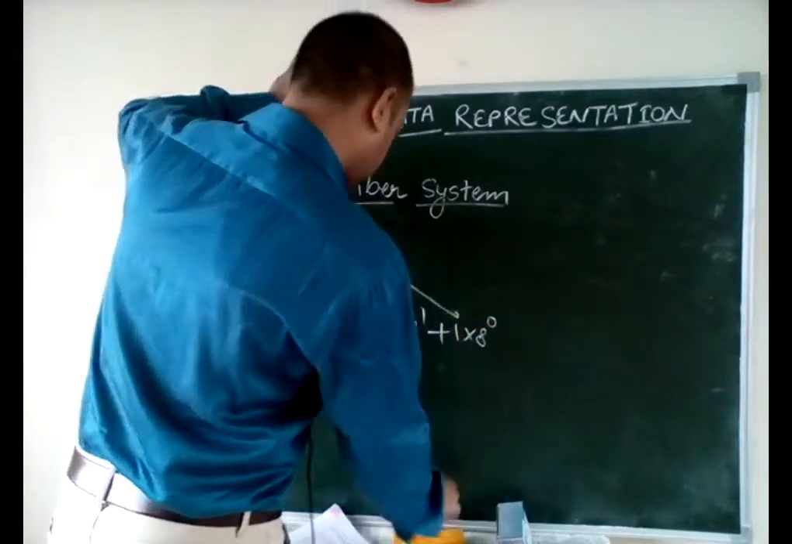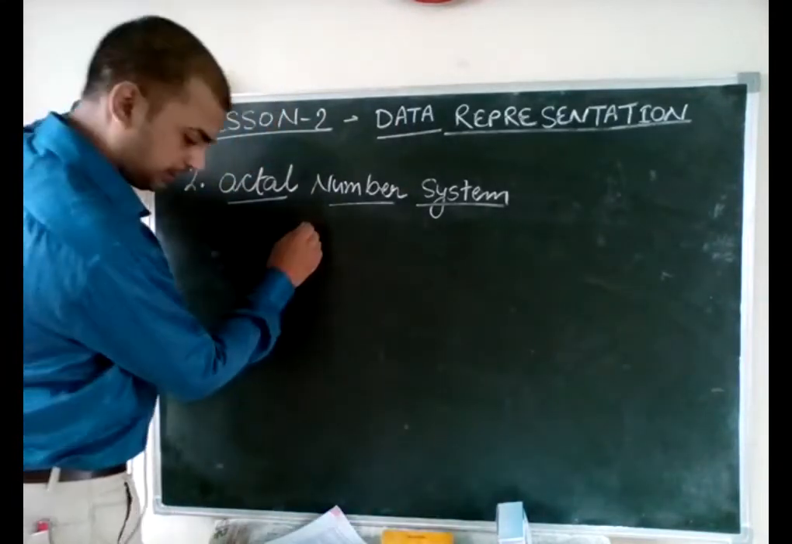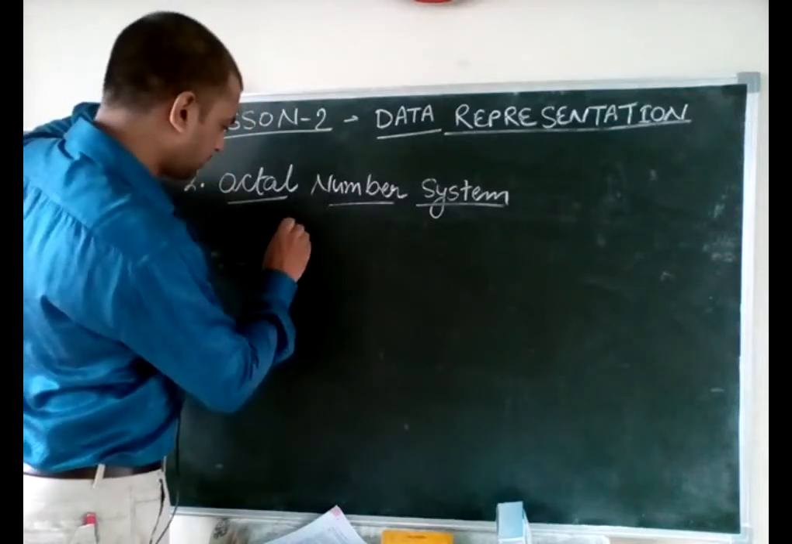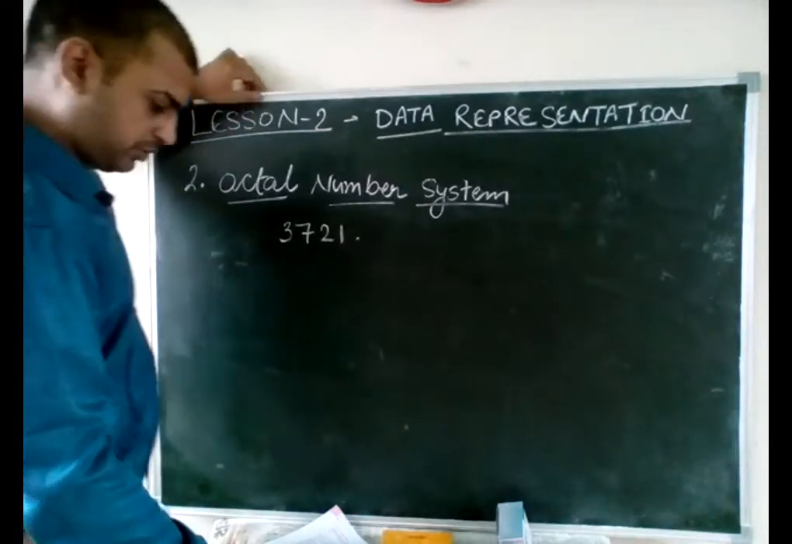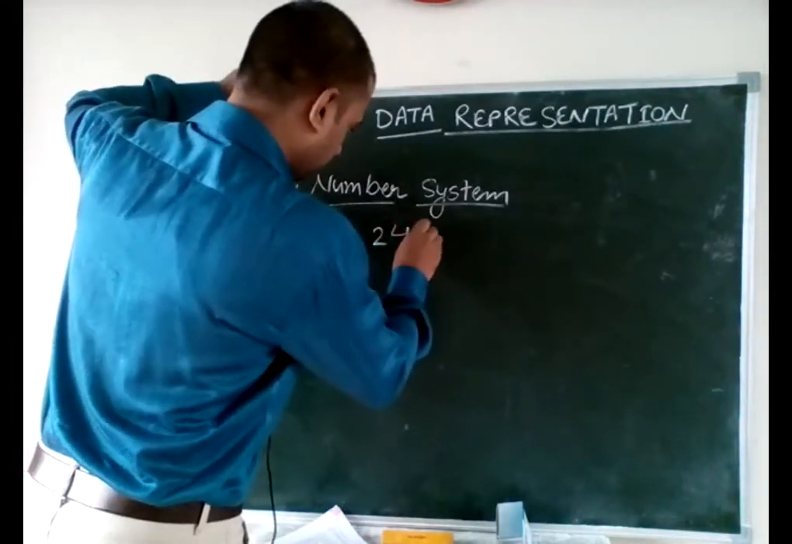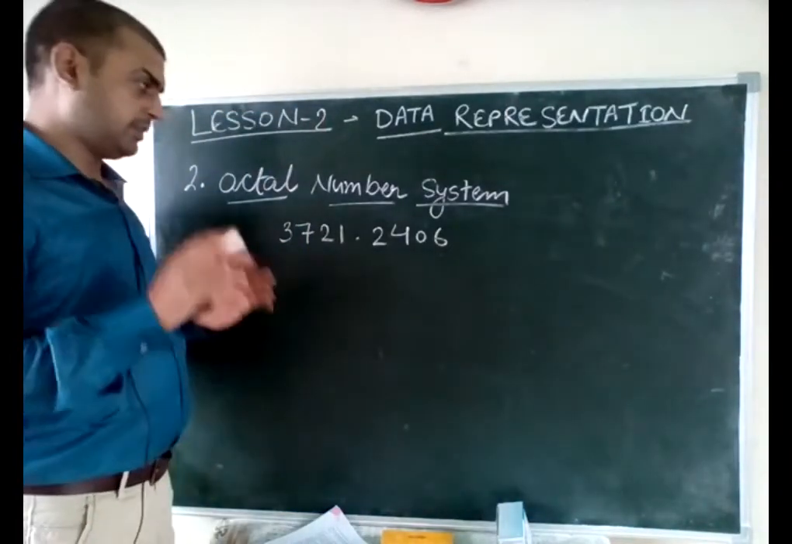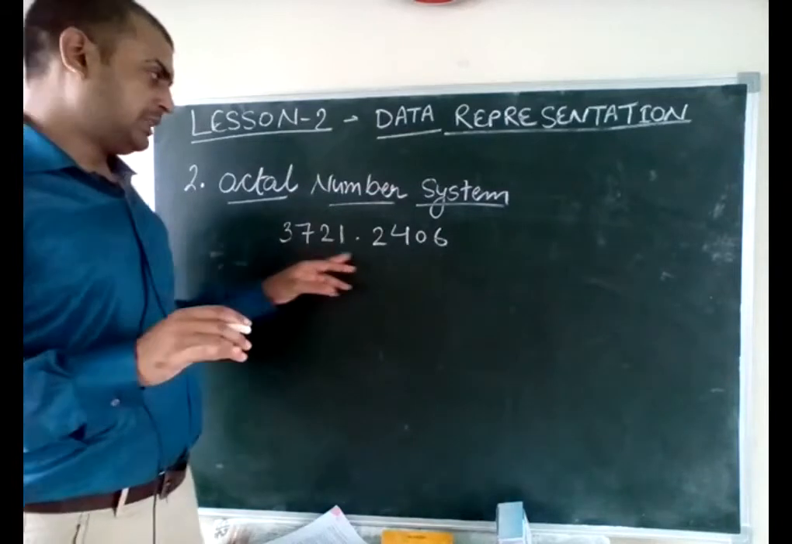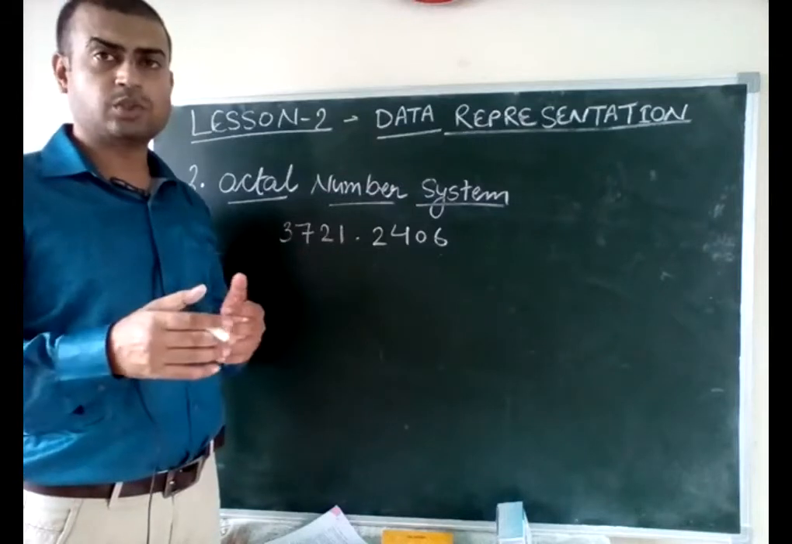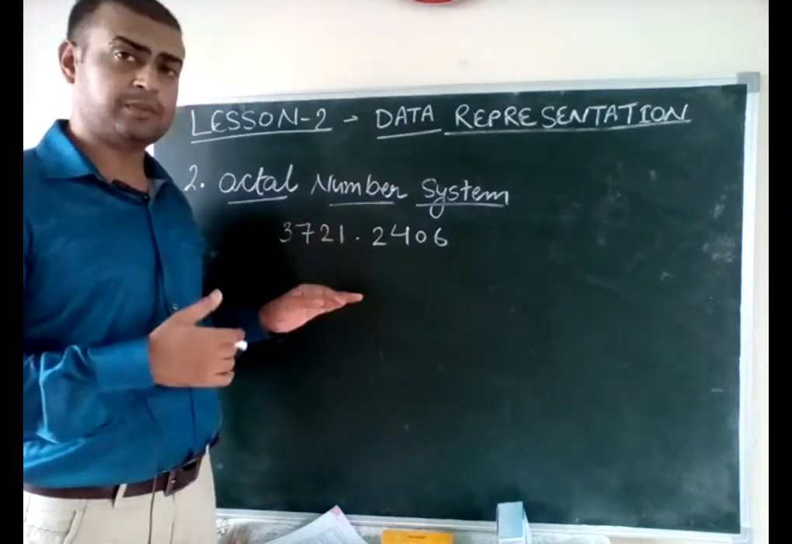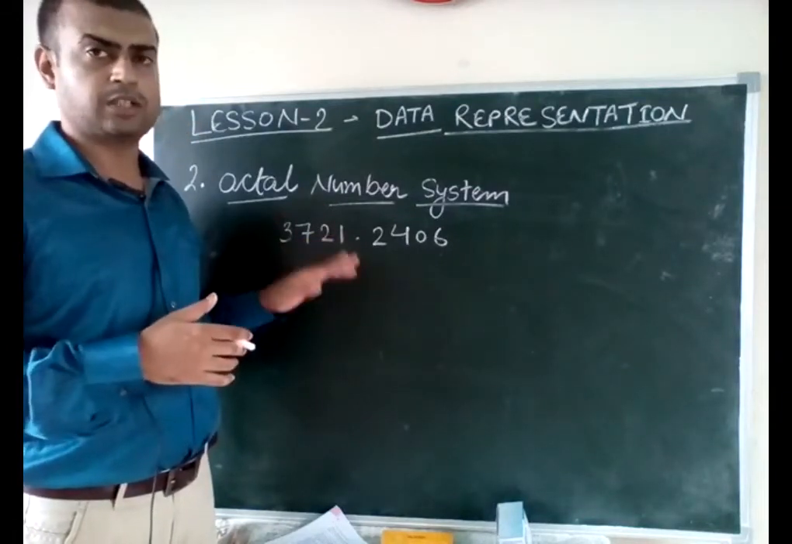Now if in this number system some fractional values are also present, for example 2406, again I am showing you the complete number: 3721.2406. How will you evaluate this octal number? First, the main thing you have to check is that no digit should be more than 7. Maximum is 7 here, but 8, 9, 10 should not be present. So in this, the digits are 0 to 7, and it is clear that it is an octal number system.